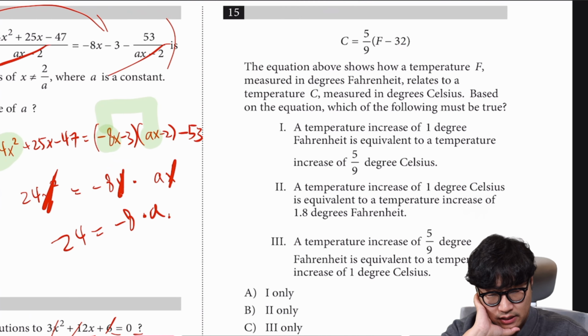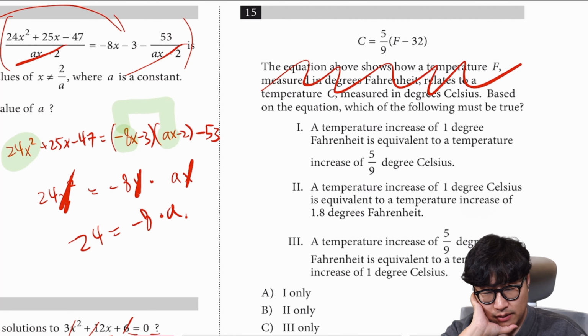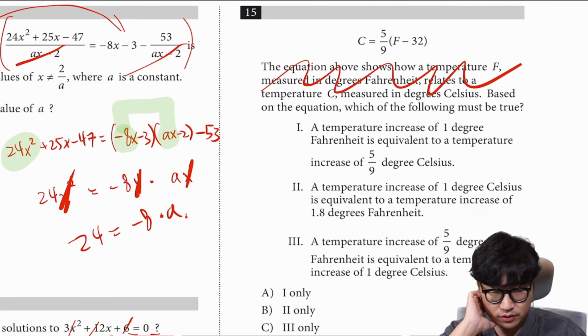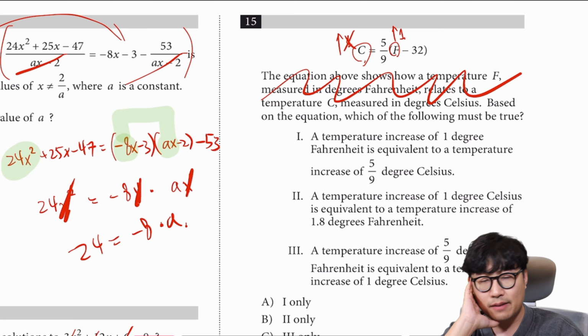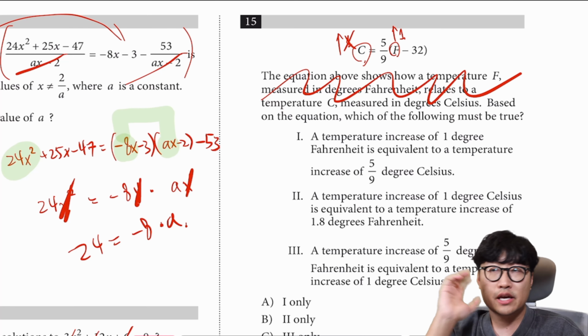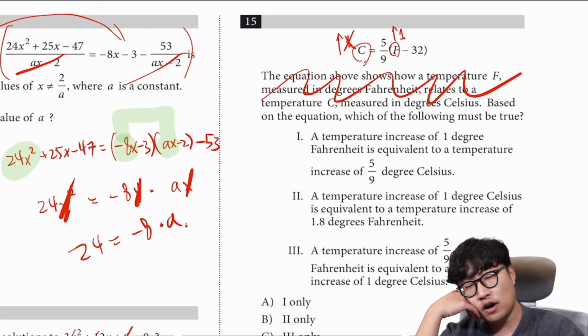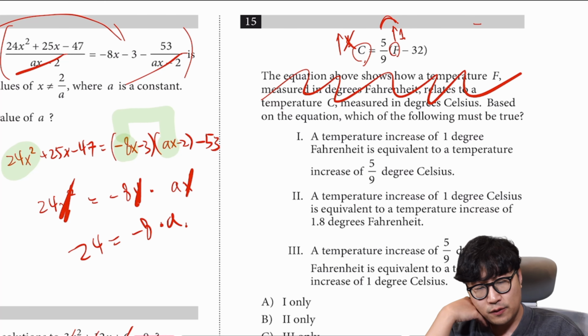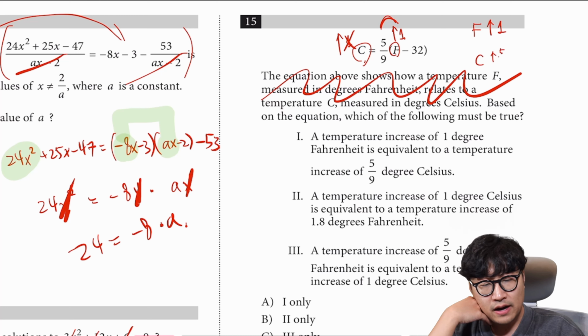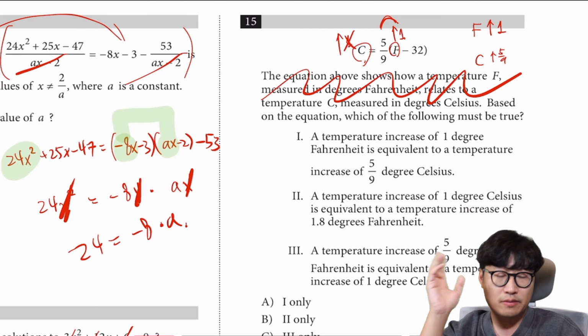Number 15. The equation is given. Based on the equation, which of the following must be true? If you really think about it, if you increase this Fahrenheit by 1, your Celsius is not going to go up by 1. It's not, because your increase of 1 in the Fahrenheit is actually offset by the multiplier of 5/9. So technically, if you bump up the Fahrenheit by 1, your Celsius only goes up by 5/9 because of the 5/9 multiplier.